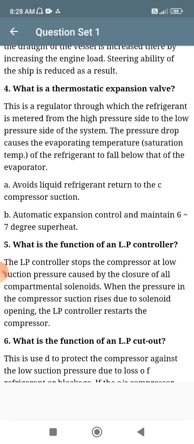Here the thermostatic expansion valve is a regulator through which refrigerant is metered from the high pressure side to the low pressure side of the system. The pressure drop causes the evaporating temperature, that is the saturation temperature of the refrigerant, to fall below the evaporator and avoids liquid refrigerant return to the compression section. Here the automatic expansion control maintains 6 to 7 degree superheat.